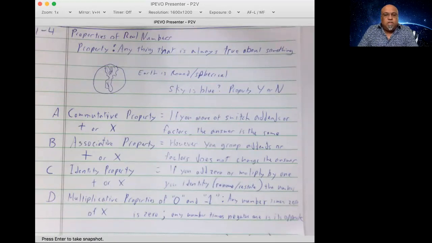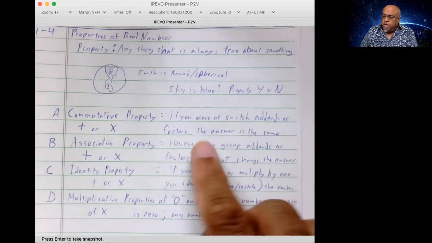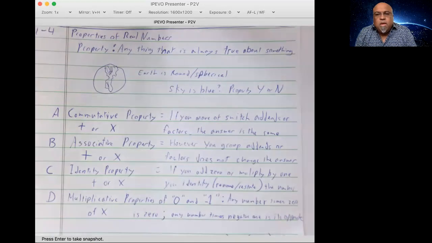All right, so let's take a look at the properties. A is the commutative property. As I wrote it, if you move or switch your addends or factors, the answer is always the same. Addends means the numbers that are added together in an addition problem. Factors means the numbers that are multiplied together in a multiplication problem.